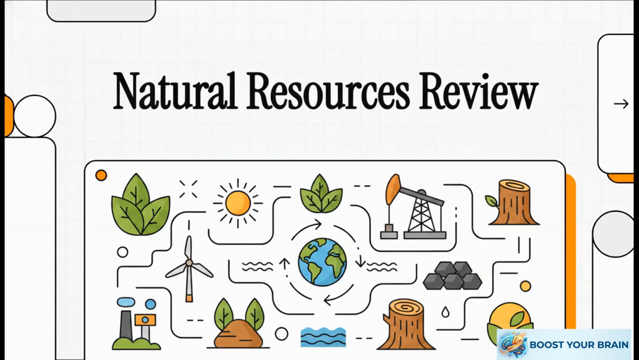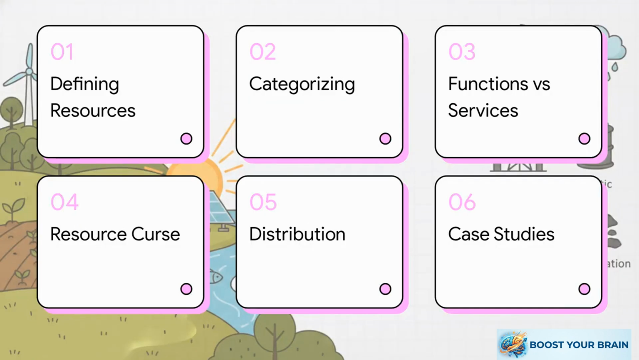Let's get started. Here's our roadmap for this explainer. We're going to define resources, categorize our world, compare functions versus services, explore the resource curse, look at global distribution, and then anchor the whole shebang with some fascinating real-world case studies.